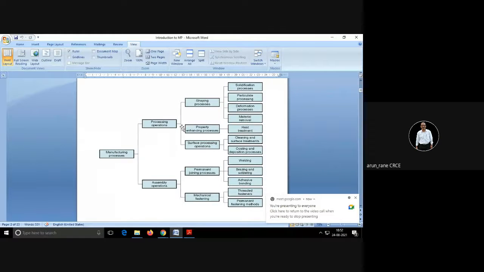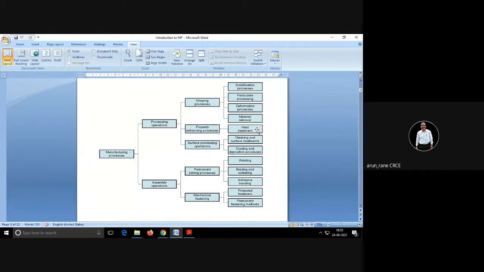The next is in processing operation, property enhancing process. So property is changed like heat treatment. So heat treatment, it's again a very beautiful subject. There, what we do, we heat a particular metal or non-metal. Then we hold it at a particular time, that is called the soaking time, and then we cool it. So when we do these kind of operations, the properties are changed. Like if the material is soft, it becomes hard, it becomes brittle.